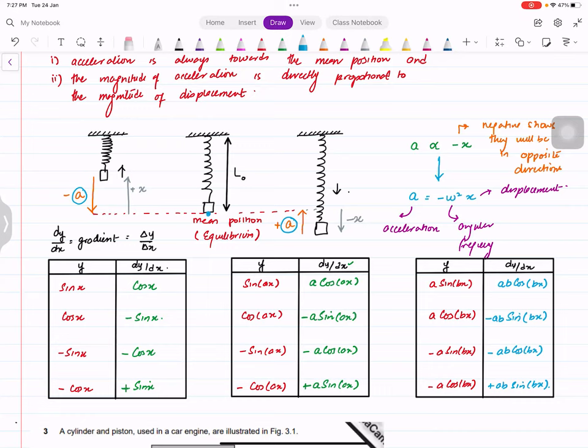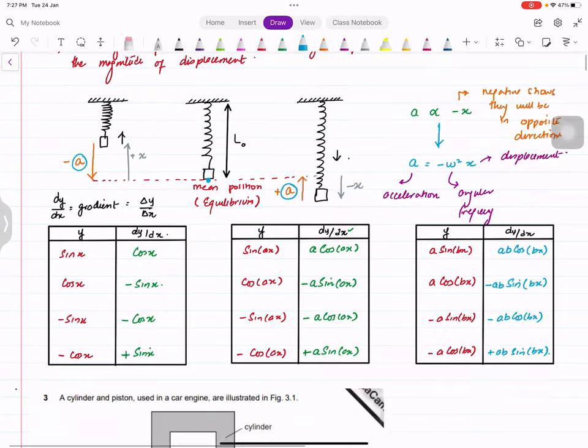Right. Now, sir, I have a question though. Yes, please. In the second table, the second box, you didn't add anything, it's just cos and sine ax, right? But then when we do the dy by dx, how is there a minus a behind, before the sine?